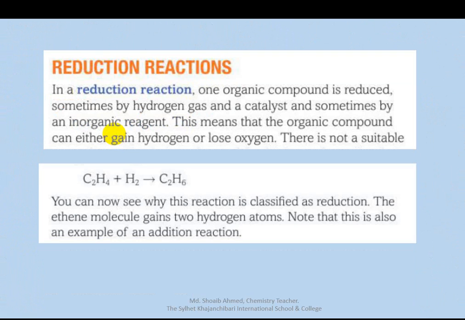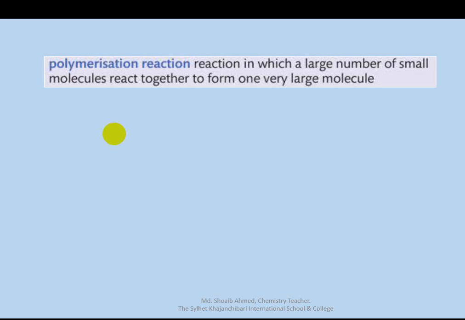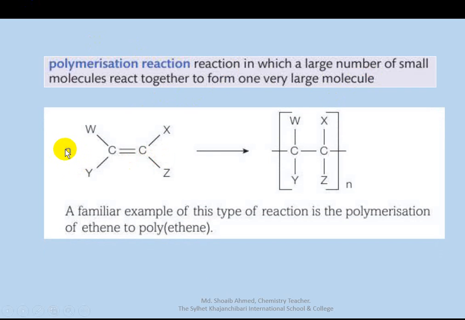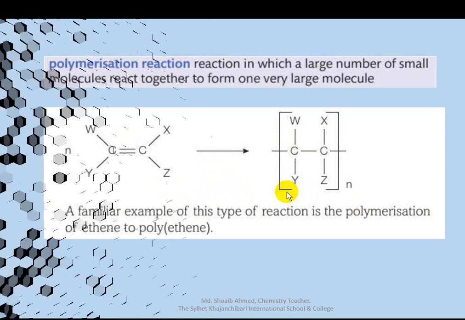The next one, you saw in the reduction reaction, hydrogen is added. Polymerization reaction is one in which a large number of small molecules join to form a big molecule. We write this number as 3, 4, 5, or even 10,000, like n, w, x, y.